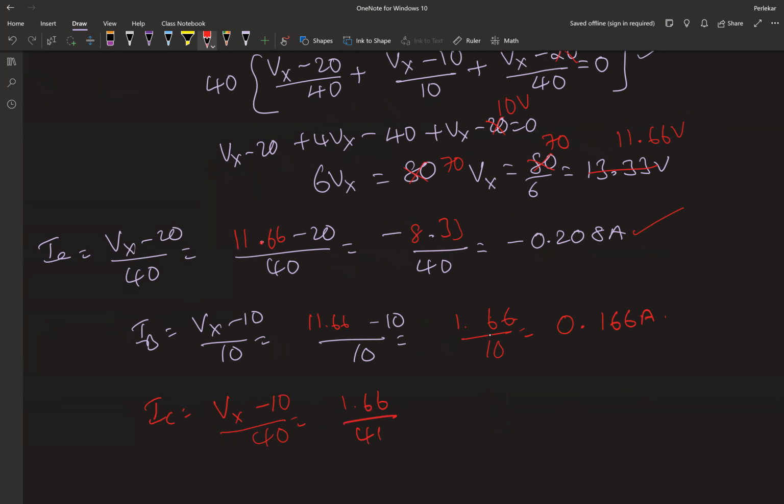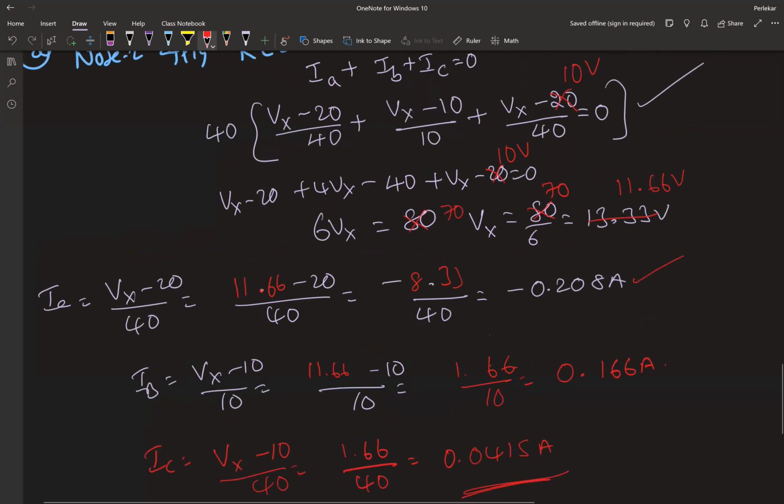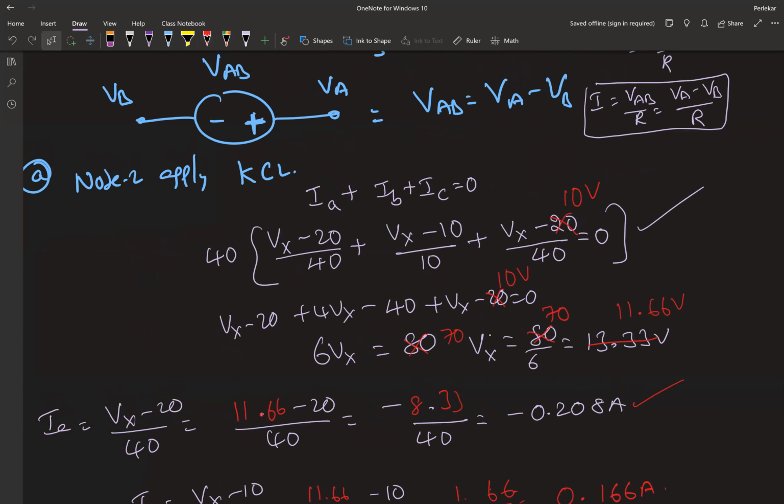1.66 divided by 40 is 0.0415 ampere. Okay, so these are IA, IB, and IC. I made a silly mistake here: instead of 10, I put 20. So I messed up with my numbers.